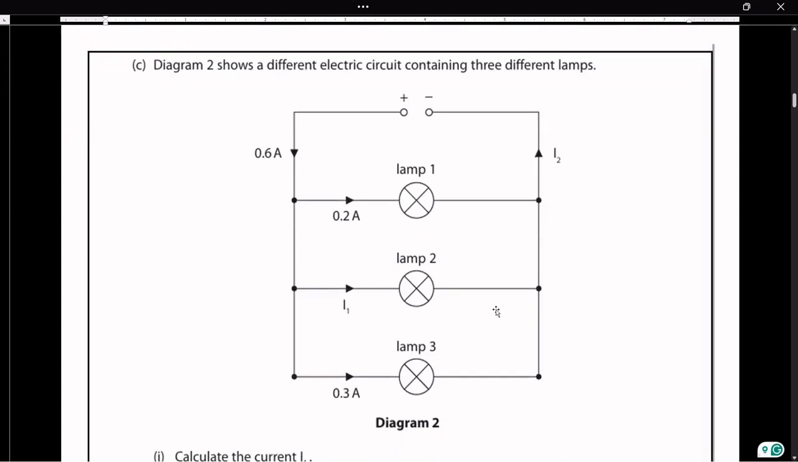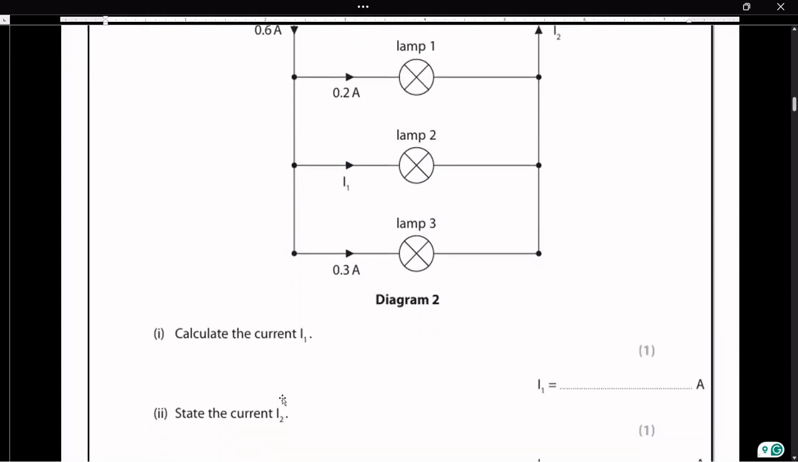Now the next part of the question, it shows that a current of 0.6 ampere is starting from the battery or power supply, and it branches out as 3. There are 3 branches. The question is, calculate the current in I1.